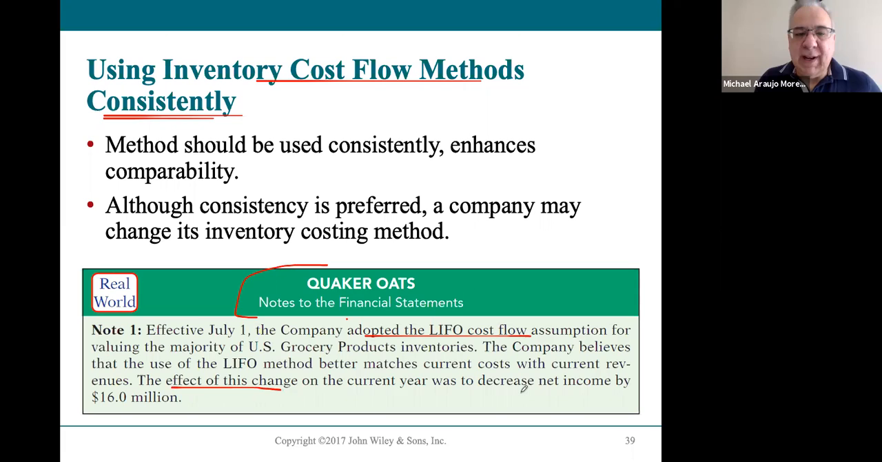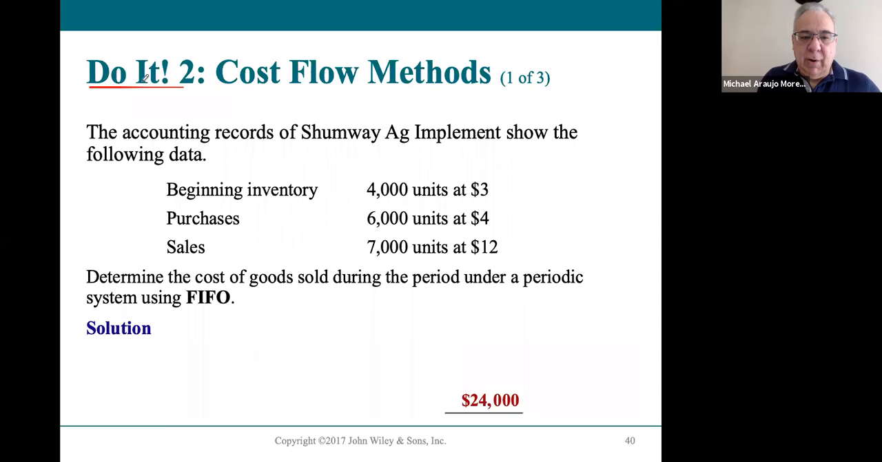You can't just decide to change every year. Oh, I'm gonna do LIFO. This is a LIFO year, next year is a FIFO year. No, it can't work that way. You've got to have real reasons for changing. Okay, so let's practice this together, and you're gonna have lots of nice homework to do.